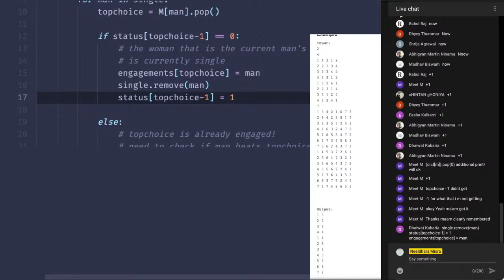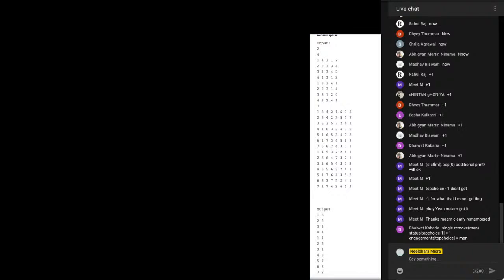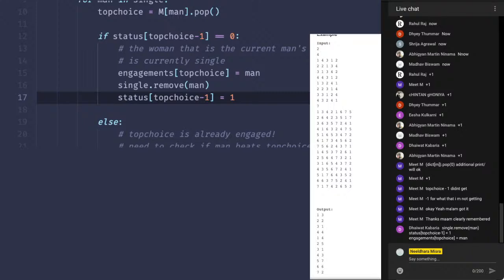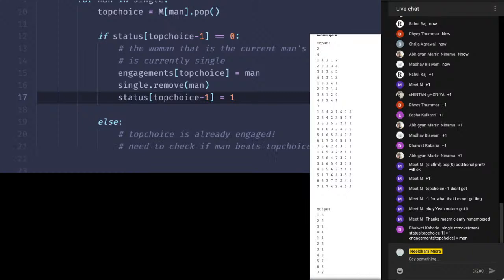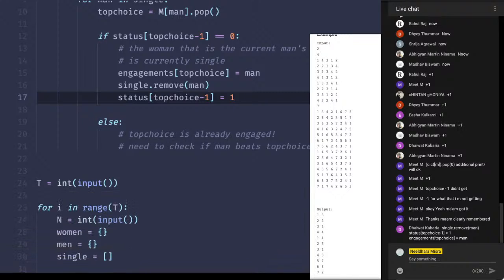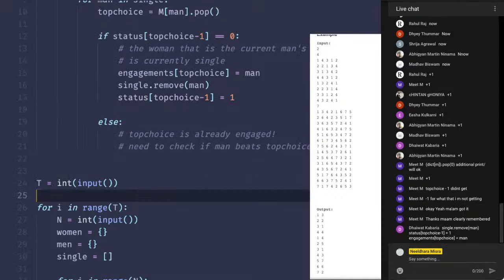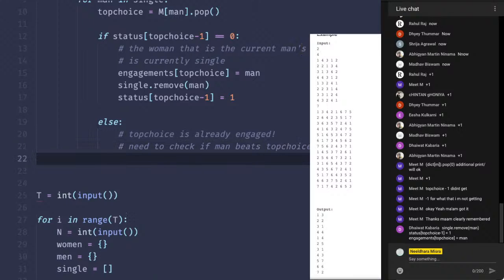Let me just free up a little bit of screen space here so that you can see more of the code. Okay, right. So what is going on? This takes care of the if part. This was sort of the easy case. And in the else part, what do we need to do? In the else part, again, we cannot immediately make the engagement happen.